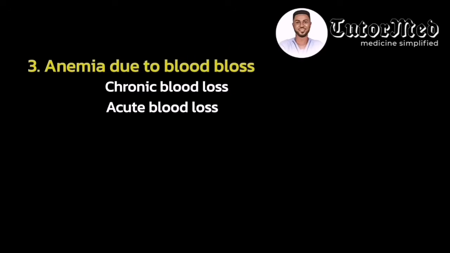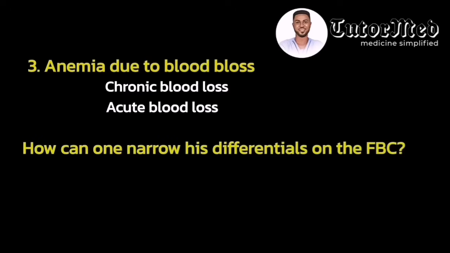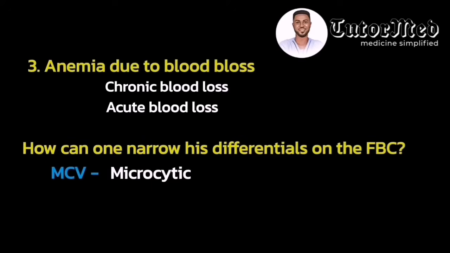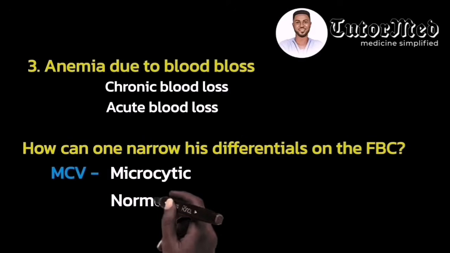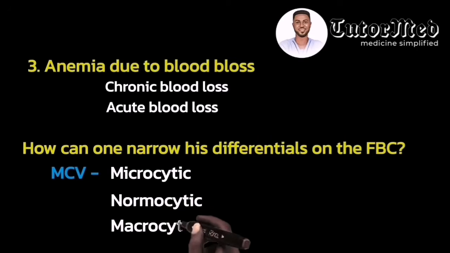So looking at this wide range of differentials, how can one narrow the differentials using the full blood count report? To do that, we pay attention to the MCV and the MCH. So looking at the MCV, which has a normal range of 80 to 100 femtoliters, we say the cells are microcytic when the MCV is less than 80, normocytic when it is between 80 to 100, and macrocytic when it's above 100.